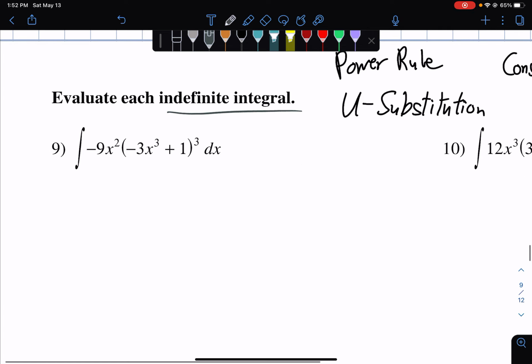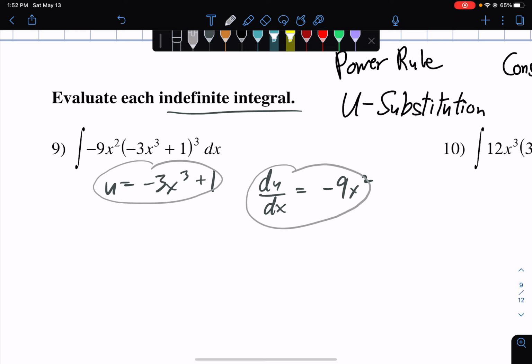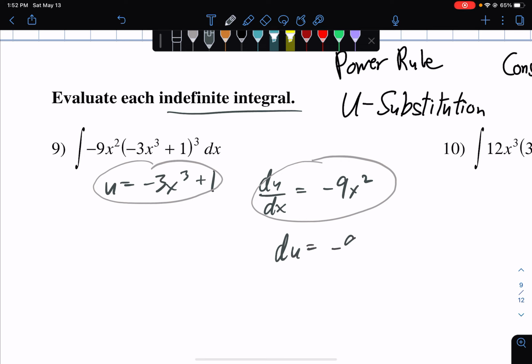Okay, so first we have u that's going to be negative 3x raised to 3 plus 1. Du over dx is going to be the derivative of whatever is equal to u. So we have negative 9x raised to 2. We're done with two things. Let's solve for du. Du is equal to negative 9x raised to 2 times dx. Dx is equal to du over negative 9x raised to 2.